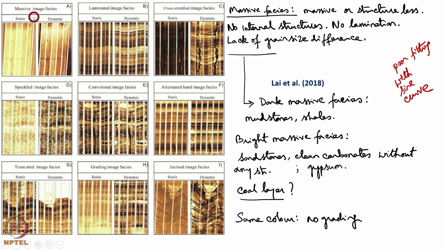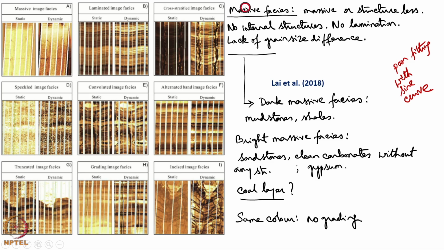and if we compare this massive image facies with the laminated image facies, which I am going to describe soon, or the cross stratified image facies, we can see lines and the sine curves, etc., which is missing over here. Since no planes are developed, therefore no lines, curved or straight, have developed.